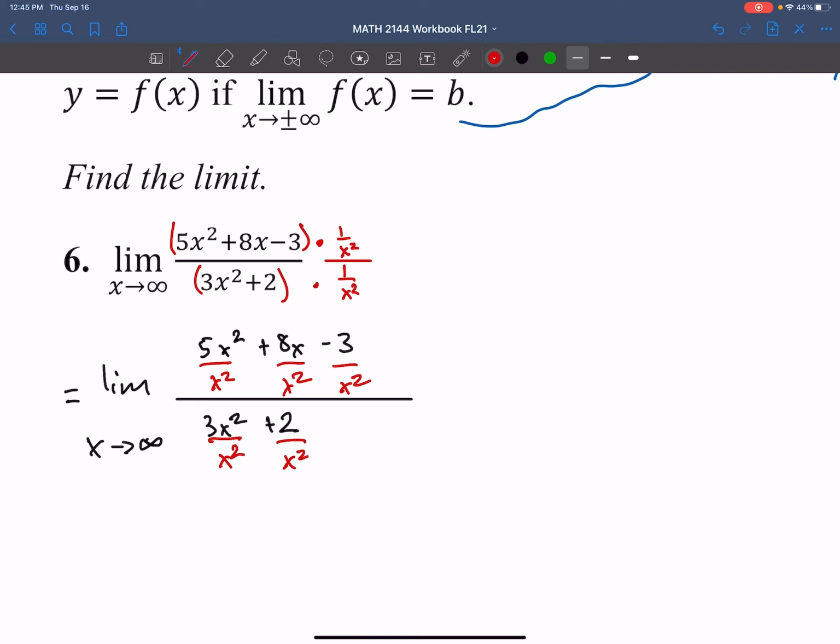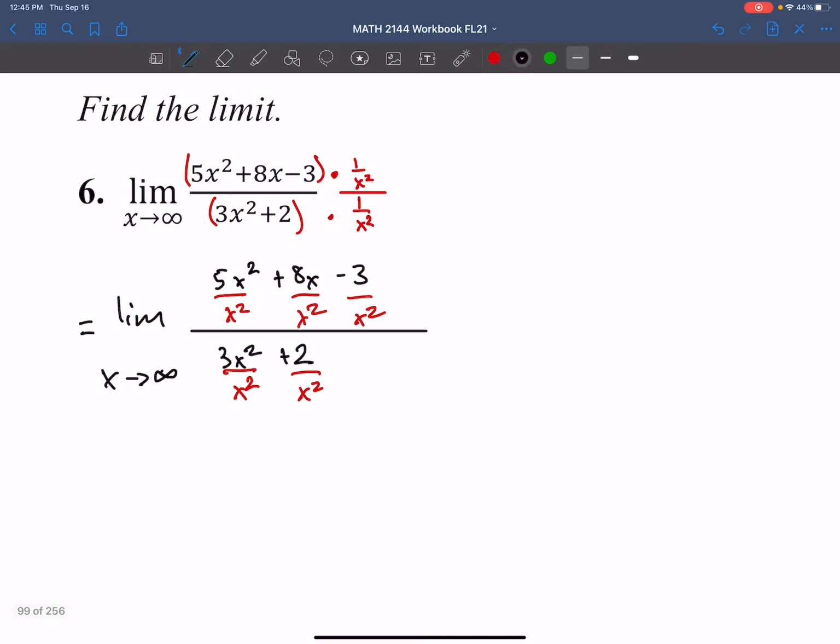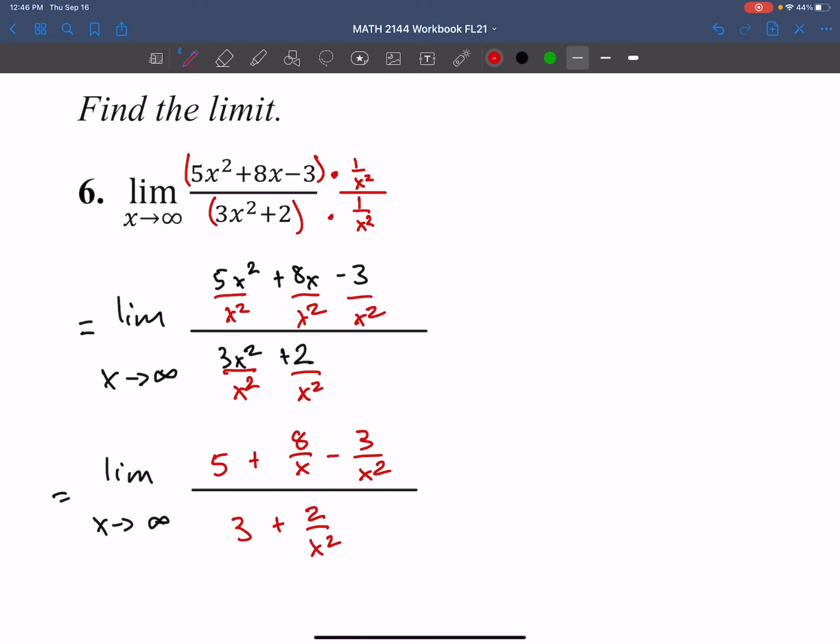The reason we did that is when you simplify this, what you end up with is the limit as x approaches infinity of 5 plus 8 over x minus 3 over x squared, and then you still have in the denominator 3 plus 2 over x squared. I just simplified all of those fractions.